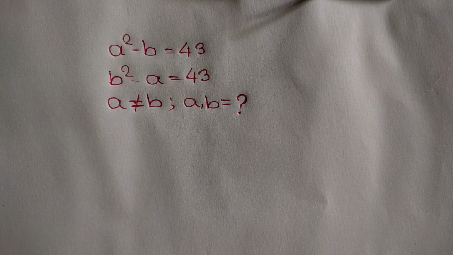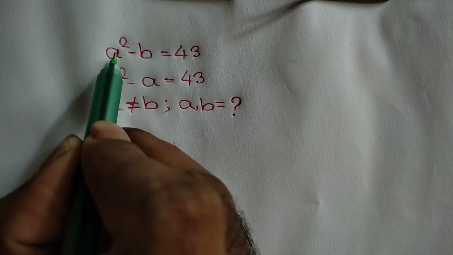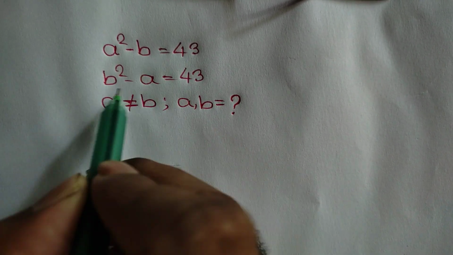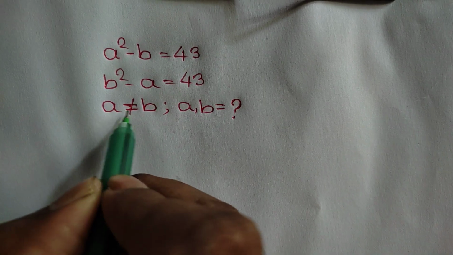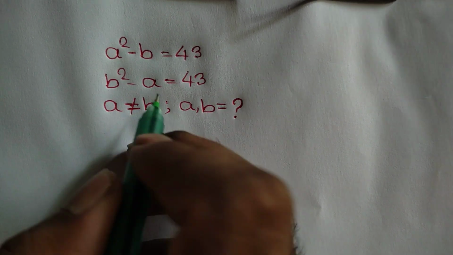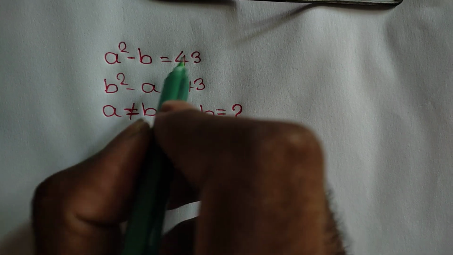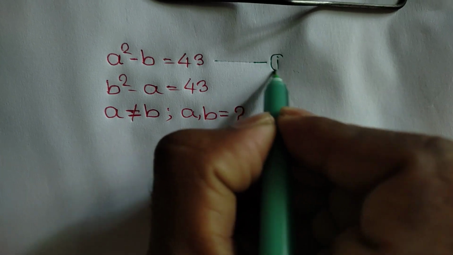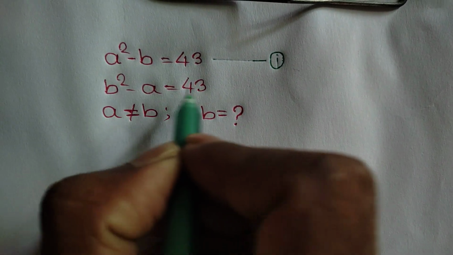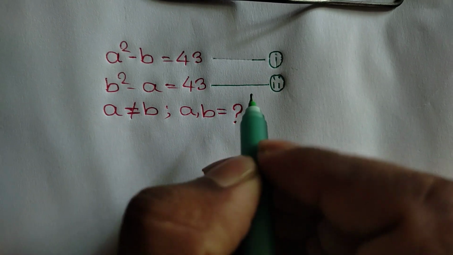How to find the value of a and b where a square minus b is equal to 43, b square minus a is equal to 43, and a not equal to b. Now a square minus b is equal to 43, call it equation number 1, and b square minus a is equal to 43, call it equation number 2.